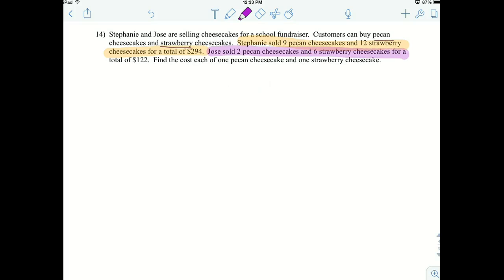There's a second sentence about Jose that I'm going to highlight in purple right below it. And then the last part just says what we're supposed to do, finding the cost of one of each of those cheesecakes.